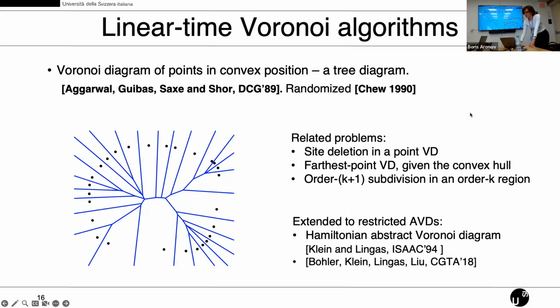And this technique, the technique of Agarwal-Gilbert arc-insertion, has been extended to some restricted versions of abstract Voronoi diagrams, like the so-called Hamiltonian abstract Voronoi diagram, where we have a curve that passes through one Voronoi region only once, and bisectors can intersect the domain of the computation only once.